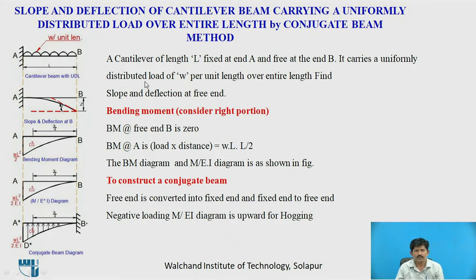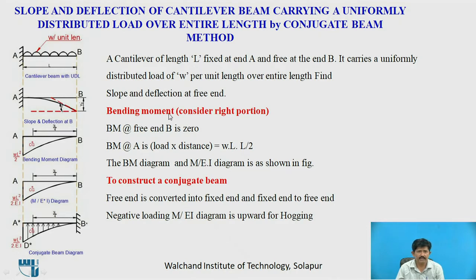So now, first of all, we have to find out the bending moment. If we see the deflected shape of this beam, it will be like this. This YB will be the deflection at B, and if we draw a tangent to this deflected shape, the angle this tangent makes with the horizontal will be the slope, that is theta at B.